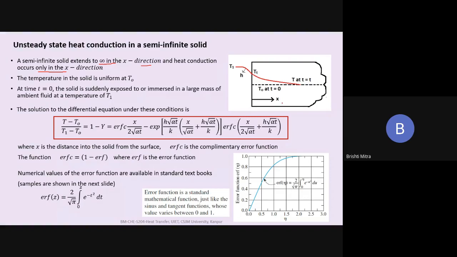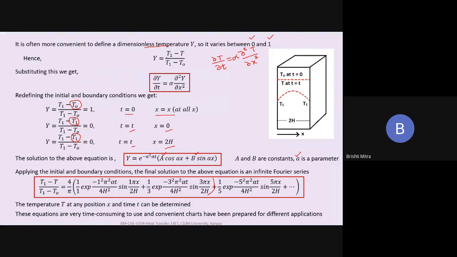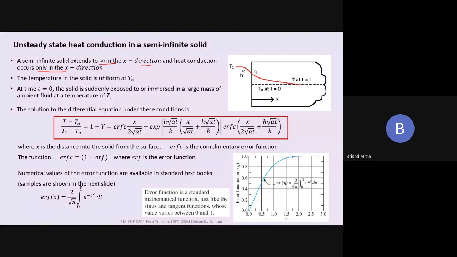Now, I'm not going into the mathematical derivation of how we come to the final solution, but the solution to this differential equation under these conditions is (T minus T0) divided by (T1 minus T0). If you remember, how did we define y? Y was (T1 minus T) divided by (T1 minus T0). But here I'm writing T minus T0 and T1 minus T0. So essentially what I'm writing is this is 1 minus y. This is equal to erfc. Erfc is called the complementary error function.